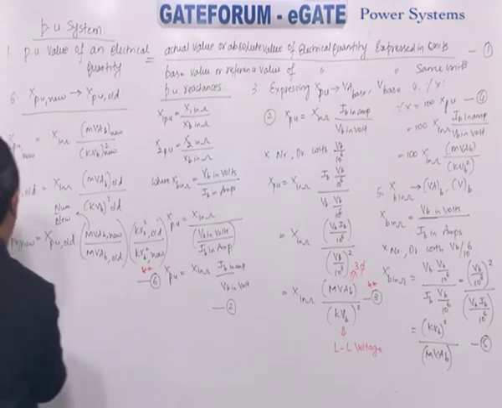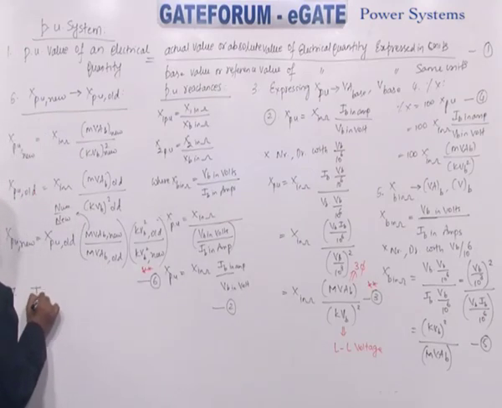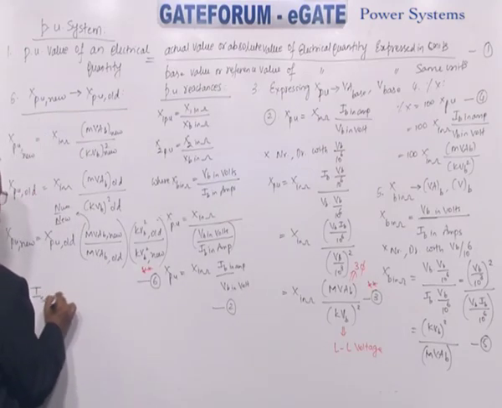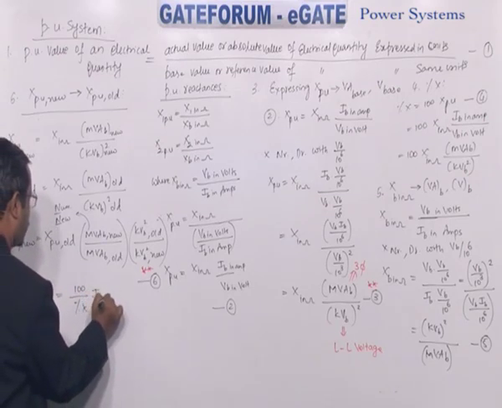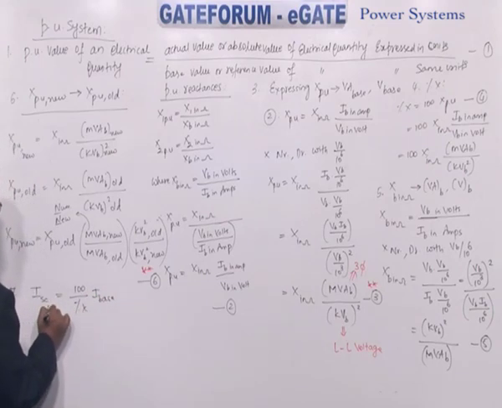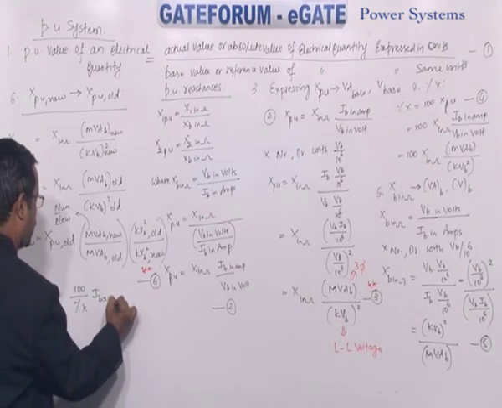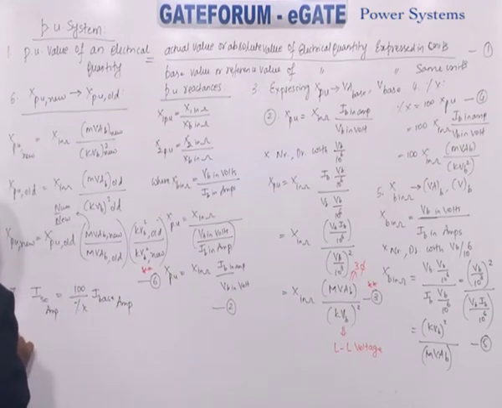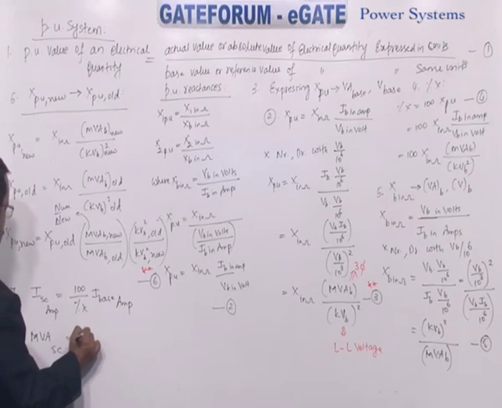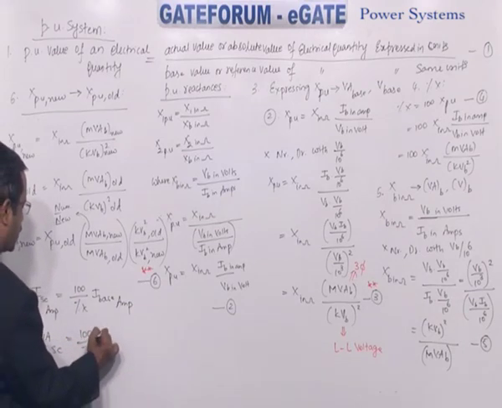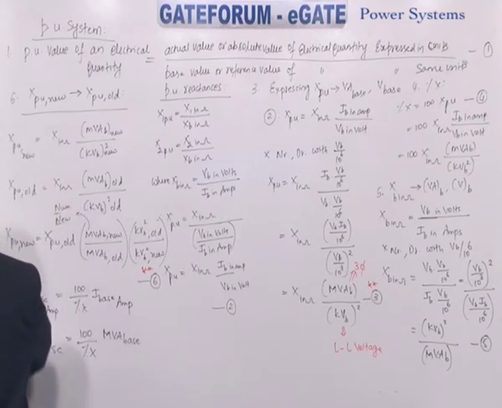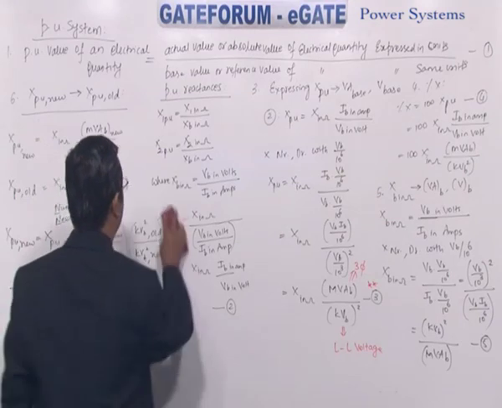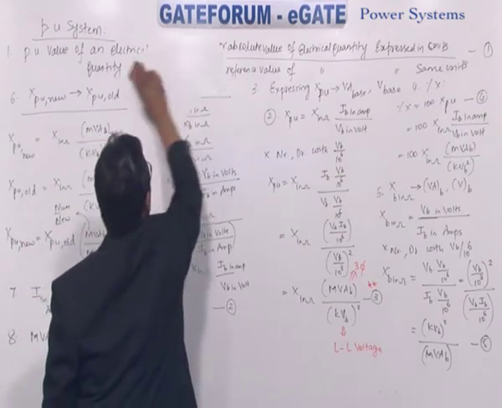And further, how do you find the short circuit current? It is 100 by the percentage X into base current. In amperes you want, this base current is in amperes. Then how do you find short circuit MVA? Same, 100 by percentage X into base MVA. So multiplied with what? The base MVA.